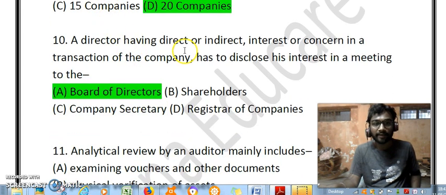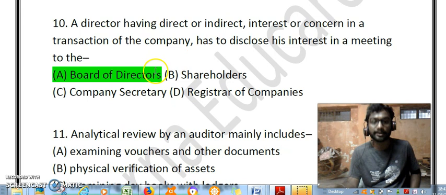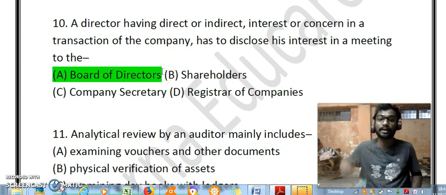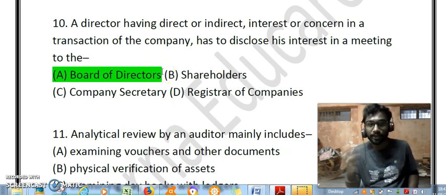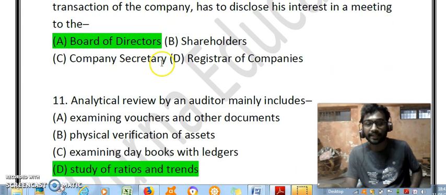A director having direct or indirect interest or concern in a transaction of the company has to disclose his interest in a meeting. Yes, he has to disclose any kind of direct or indirect interest towards any transaction within the company. He should clearly mention it in the meeting to the board of directors and provide that information to the board.